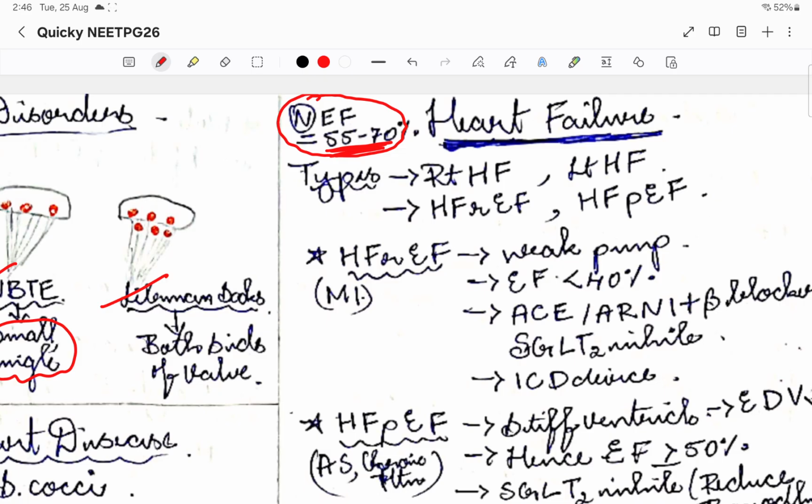That is when there are two types of classification that can be done in heart failure, that is right heart failure and left heart failure. Then there is something called heart failure with reduced ejection fraction and heart failure with preserved ejection fraction. So let us see one by one.